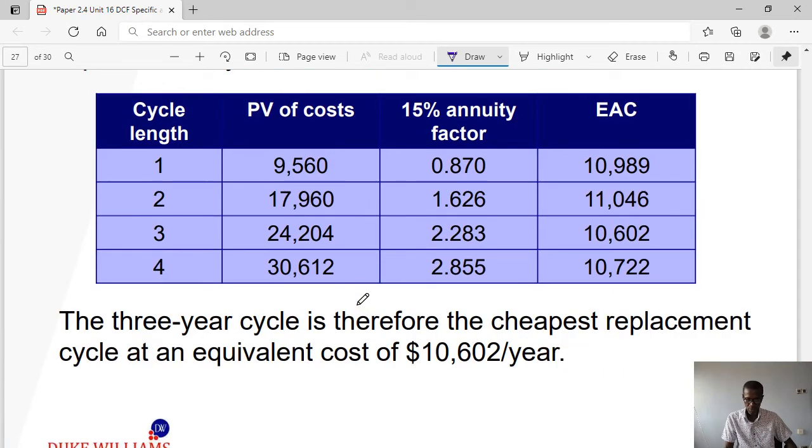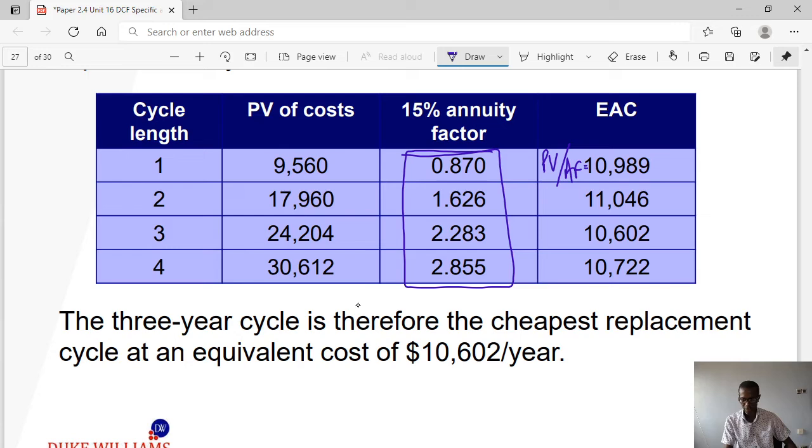So when you read from the annuity table or cumulative present value table, you see that year 1 is 0.870, but for year 2 is 1.626, and so on. So the present value divided by the annuity factor is giving us 10,989 and 11,046, 10,602 and 10,722.